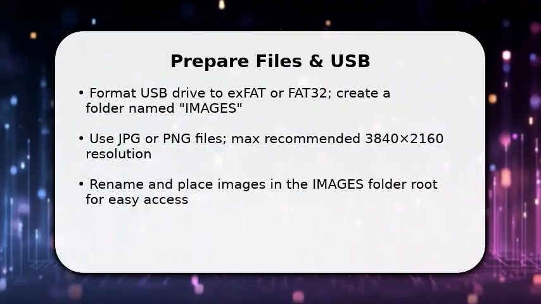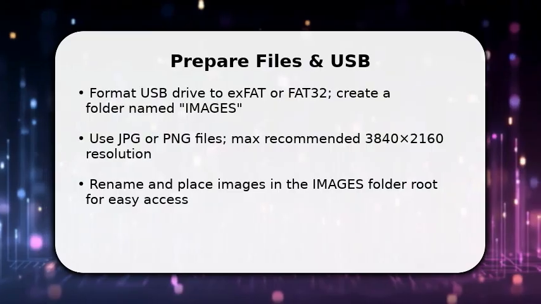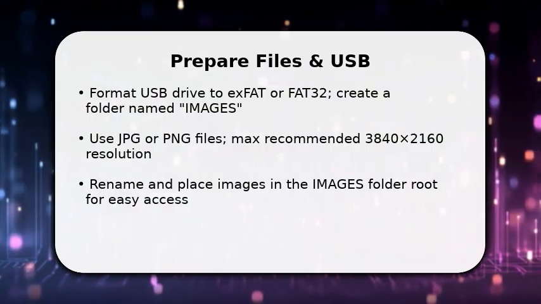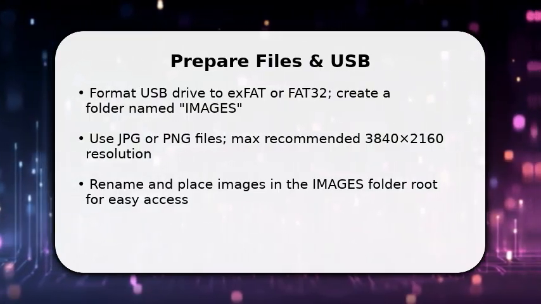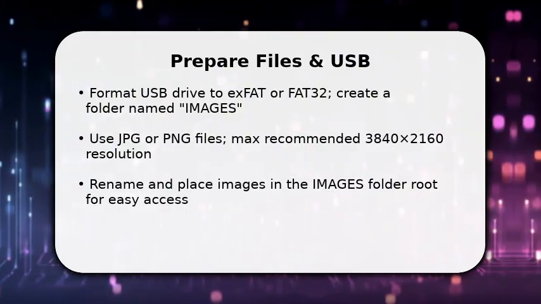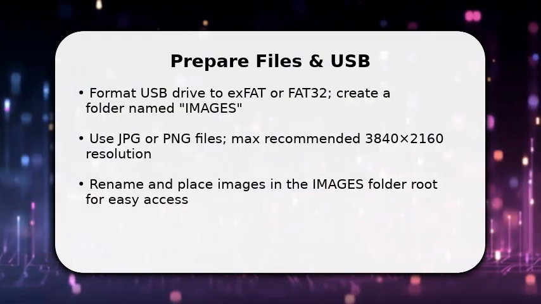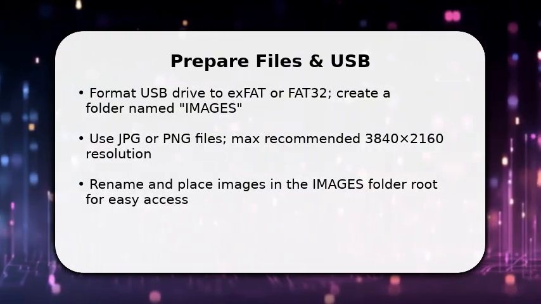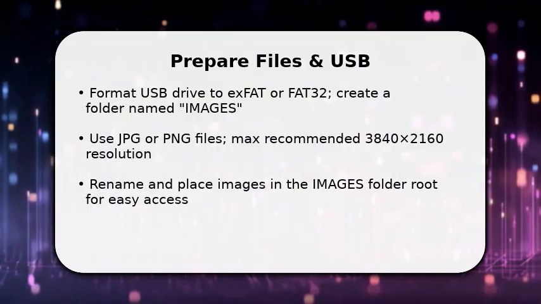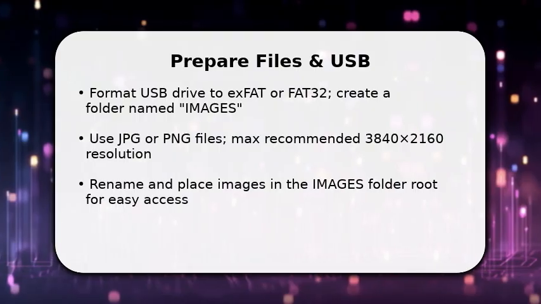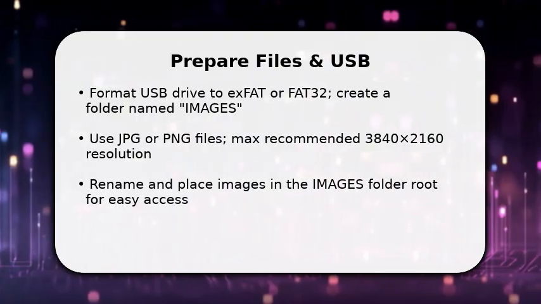You'll start by getting your images and USB ready. Plug a spare drive into your computer, format it to exFAT or FAT32, and create a folder named Images. Then copy your JPG or PNG photos into that folder. Choose images near 3840 x 2160 for best results, but smaller files work faster.